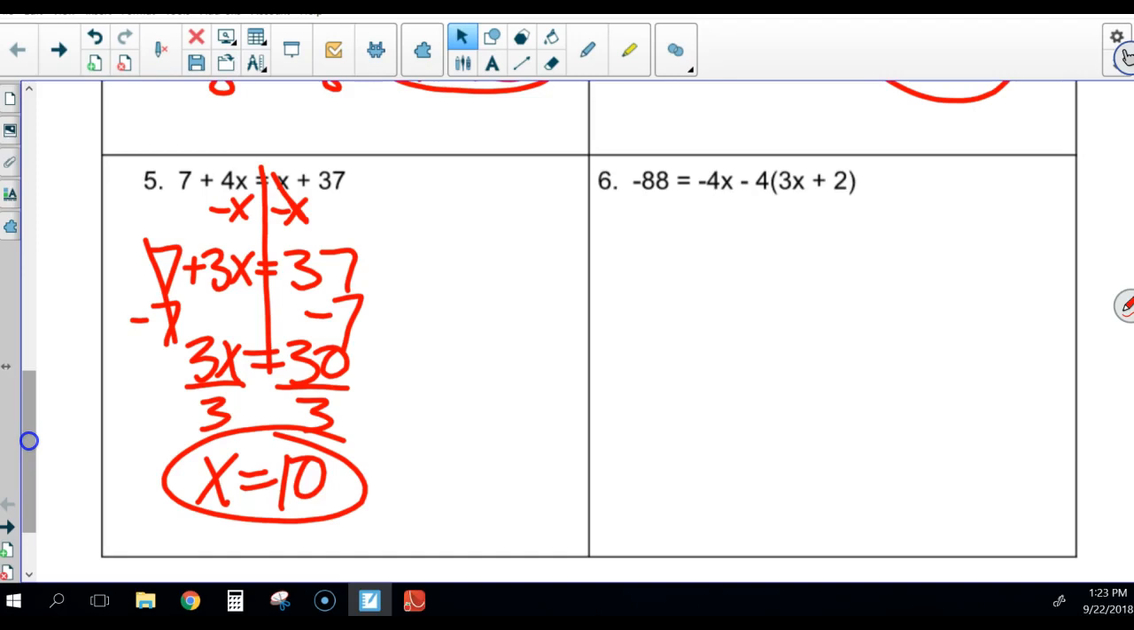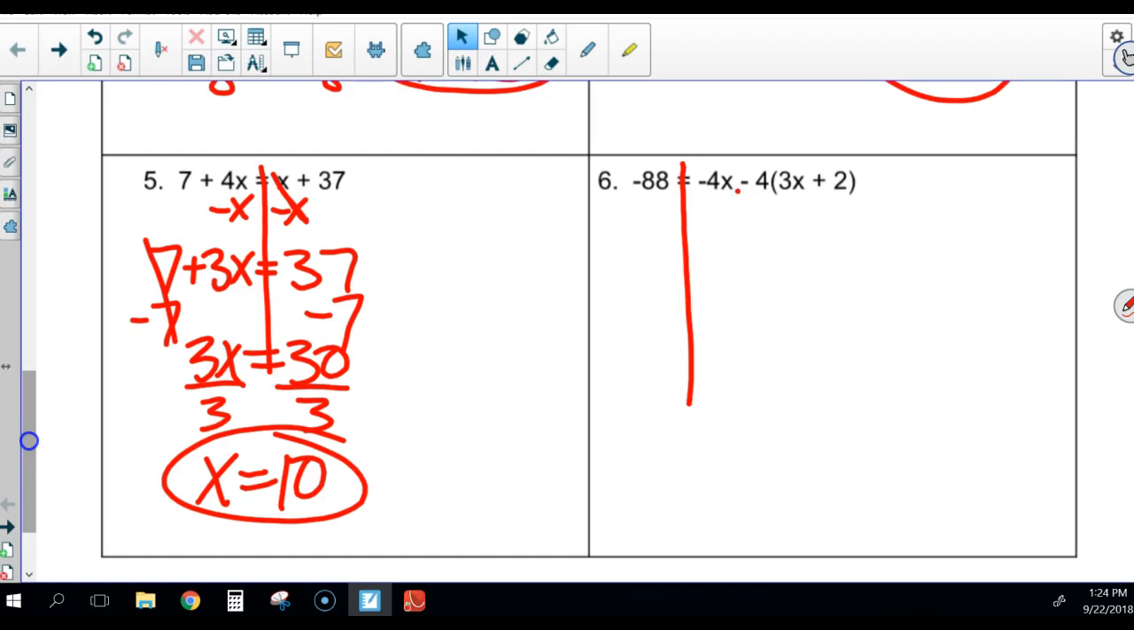Number 6. This one looks a little different. We have x's on one side, not both sides. Just a little 88 over here. So the first thing I notice is I need to simplify the right side. I cannot cross over the equal sign. I just need to simplify the right. So I see distribution, and I see some like terms to combine.